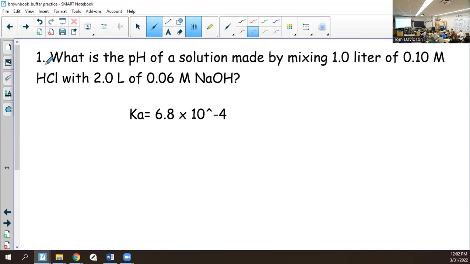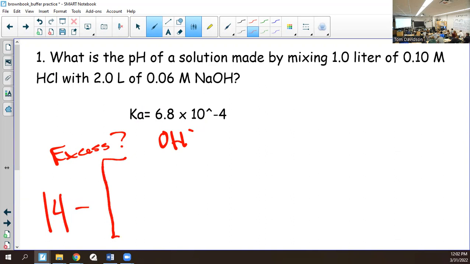Okay, so we just have to find out which one is in excess, right? So which one is in excess? What's that? The OH minus. Do we all agree with that? Okay, so I'm going to take 14 and subtract anything I do right here, correct? Because all the math I'm going to do right now is going to find the pOH, but the problem is also always asking for the pH. So pH is equal to 14 minus pOH.